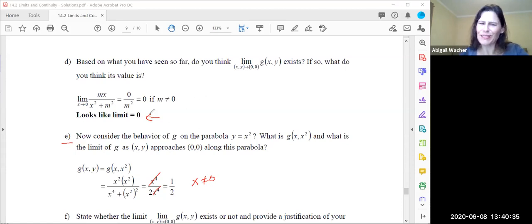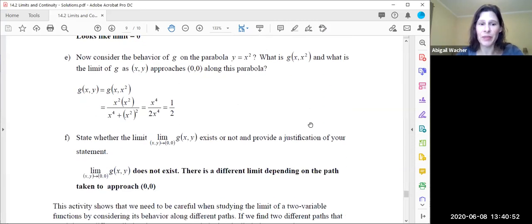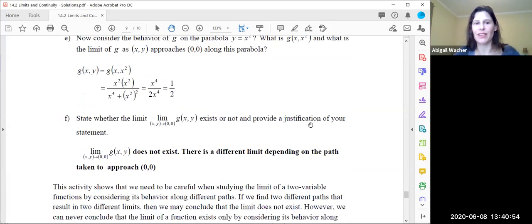So yeah, it looked like it was working, yay. But now down here, we're like, no, it's a different limit. So it does matter what path you're taking. And the reality is, for the limit to exist, it has to be the same no matter what path you take. So not just lines, just any path at all.